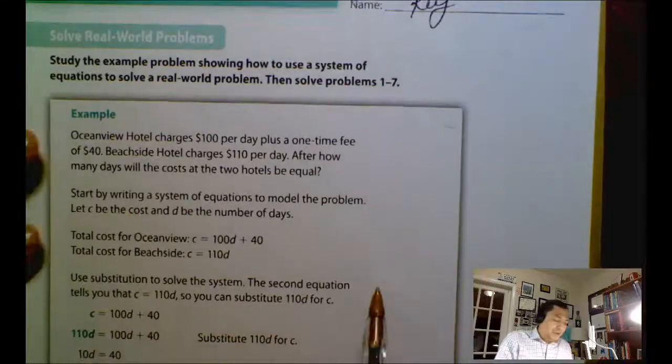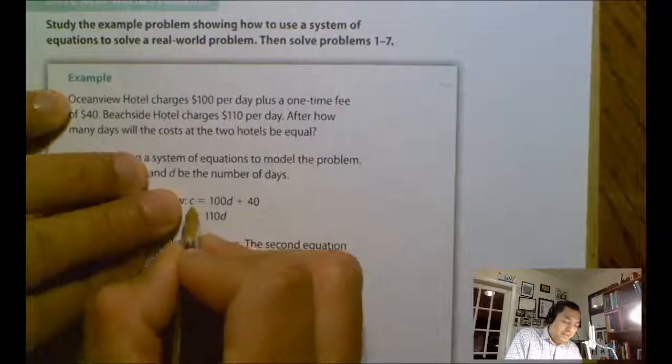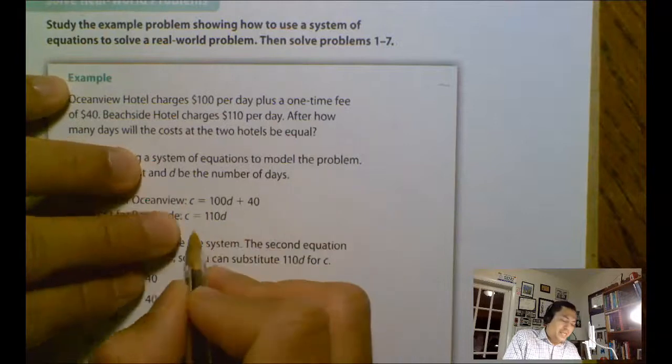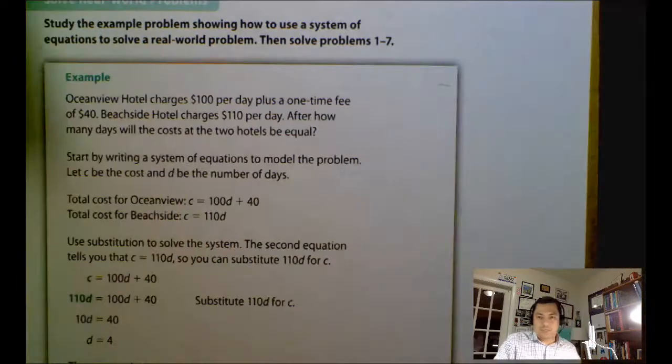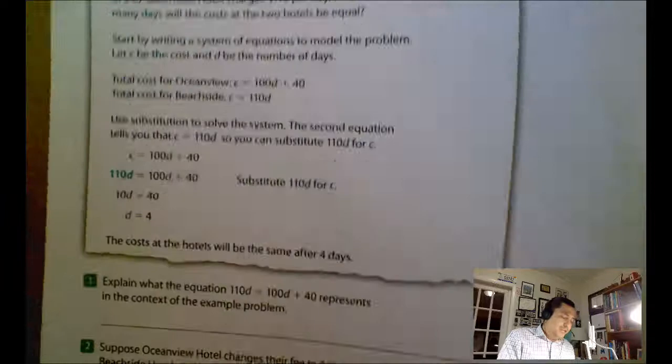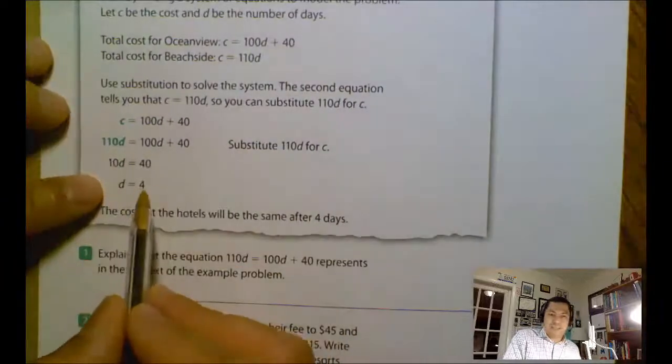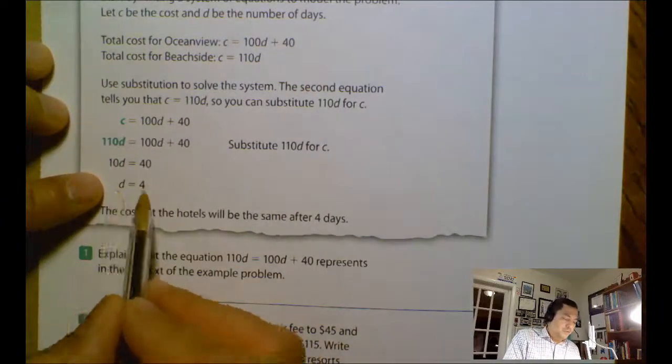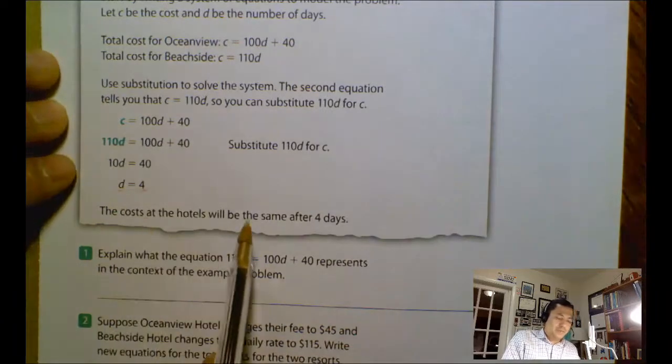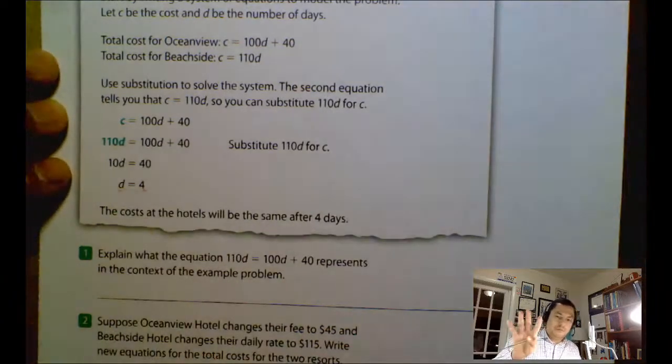So we're going to start writing an equation. So I have C equals 100D plus 40. Then I have C equals 110D. We use substitution to solve. We're going to end up with D equals 4. So the cost at the hotels will be the same after 4 days.